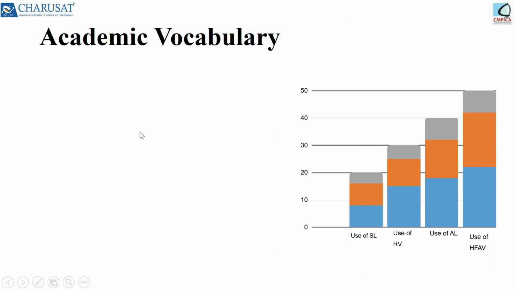Now it is time to analyze academic vocabulary. What you can see is use of SL. SL is social language, right? And RV is regular vocabulary.